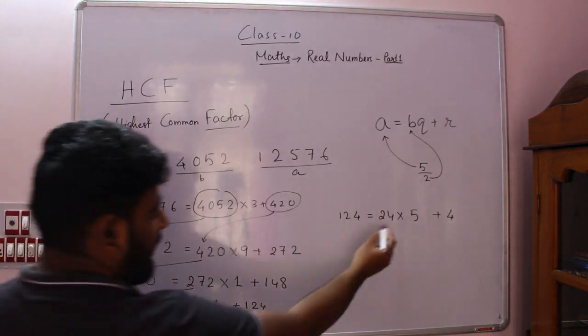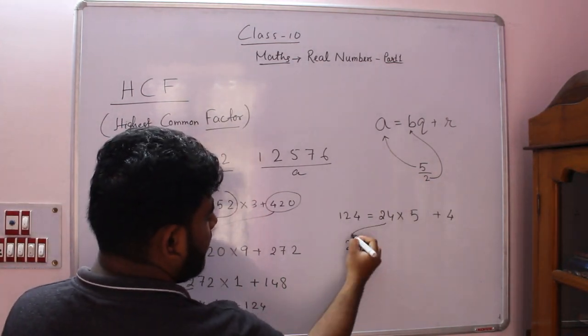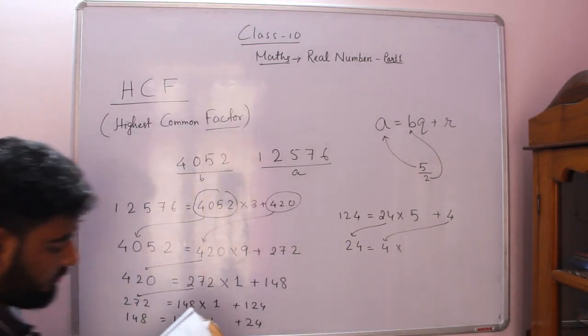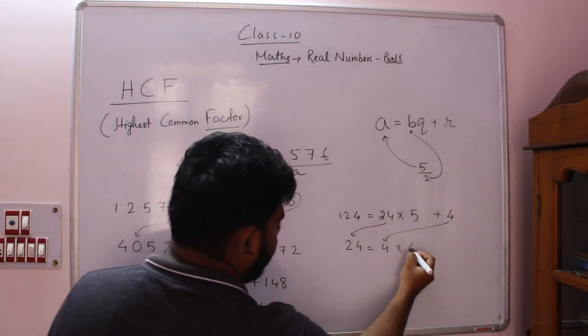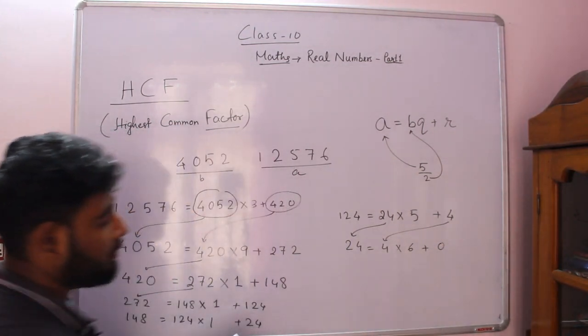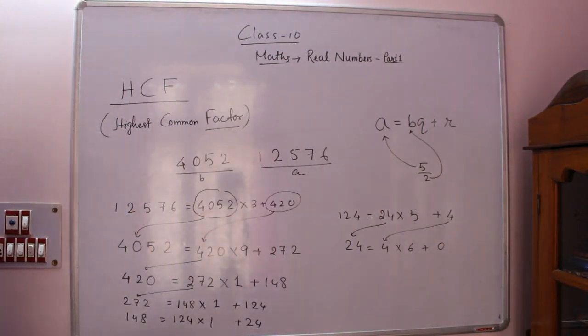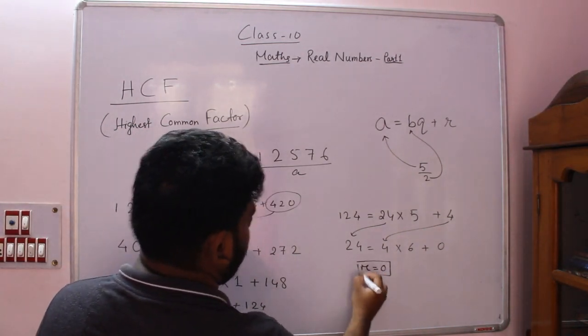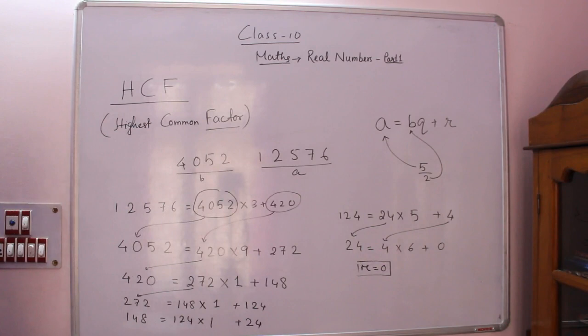So again 24 will come here and 4 will go there. So 4 how much is 24? 4 6 24 plus 0. Now since the remainder is 0, we got remainder equals to 0. That means our steps are completed.